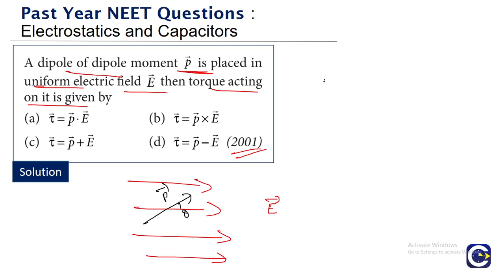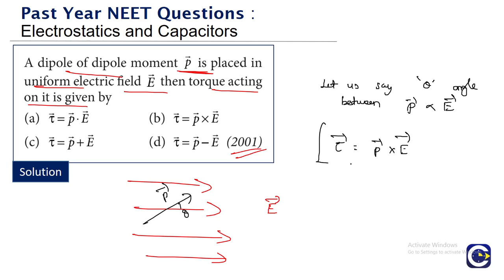Let's say theta is the angle between P and E vectors, because the dipole moment is also a vector. They are asking what is the torque. So torque acting on the dipole will be given by the cross product between the dipole moment and the electric field. In terms of value, the magnitude will be PE sin theta. But anyway, the basic torque vector formula is what we have to look at. Correct answer is option B. It's a straight formula question.